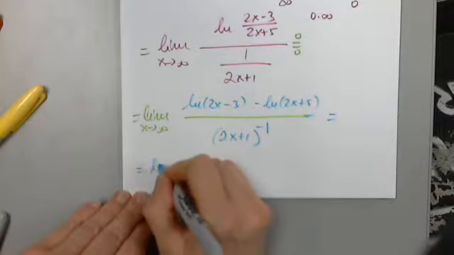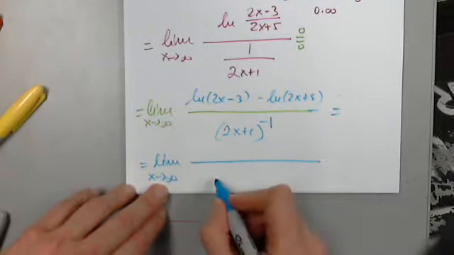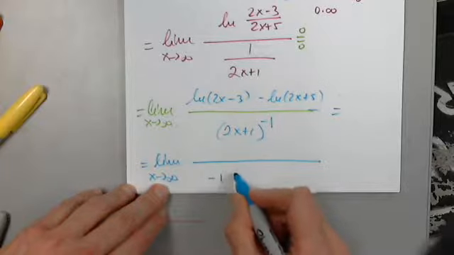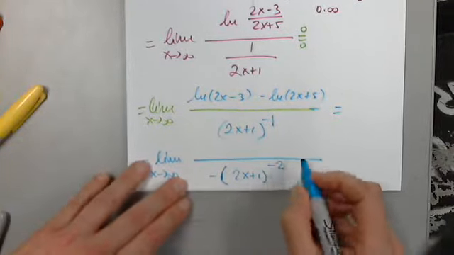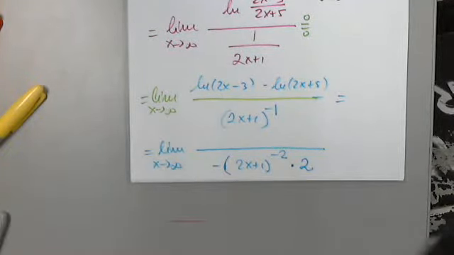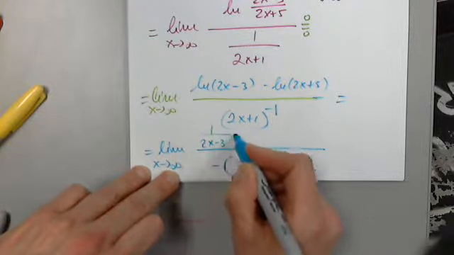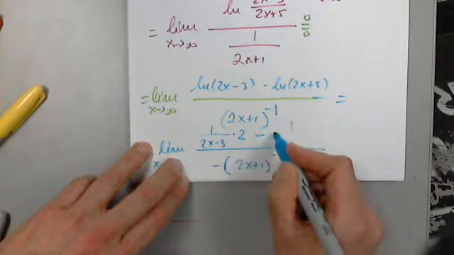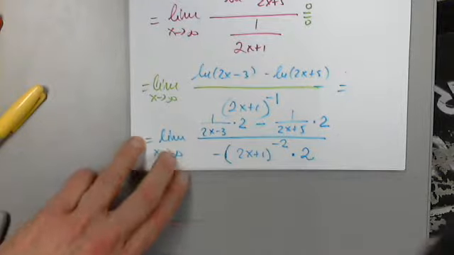Now I have the limit as x approaches infinity. The denominator changes into negative 1 times (2x plus 1) to negative 2 times the inner function derivative, which is 2. And the numerator changes into 1 over (2x minus 3) times 2, minus 1 over (2x plus 5) times 2.